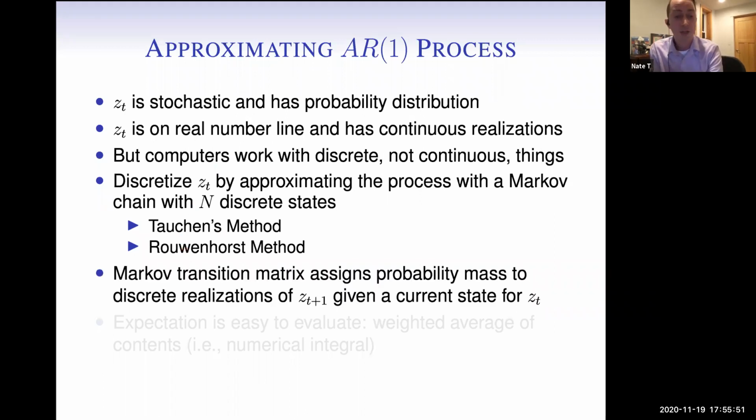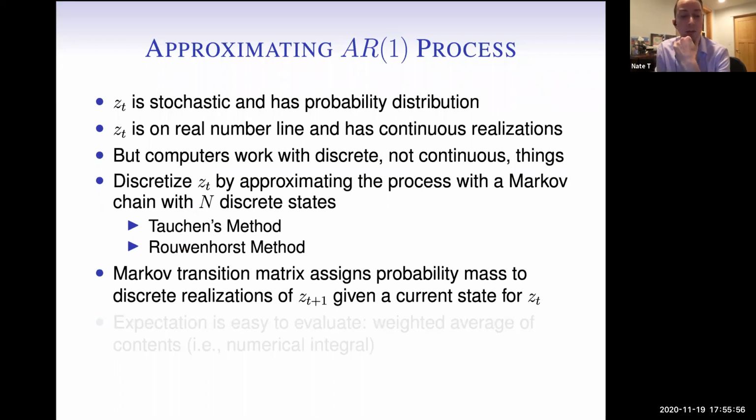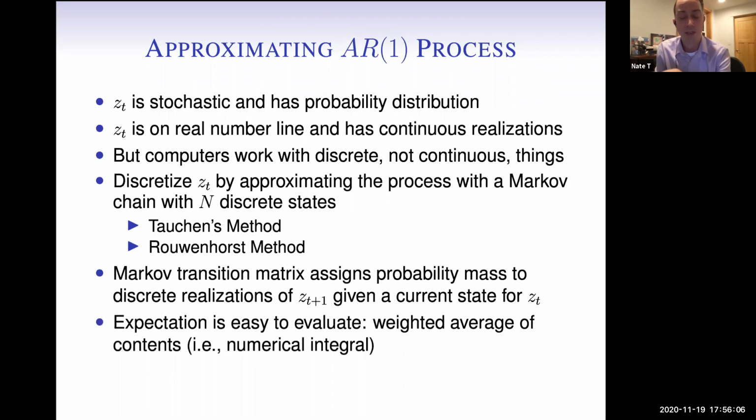And then the Markov transition matrix is nice because it's a matrix of probabilities, and the probabilities you can use to numerically integrate. So you have future realizations of productivity. You've got their transition matrix from this approximation. You can just use those probabilities to integrate and evaluate this expectation operator. So it's very quick. You're just taking a weighted average of future realizations of productivity. So it's a very quick way to do an integral.